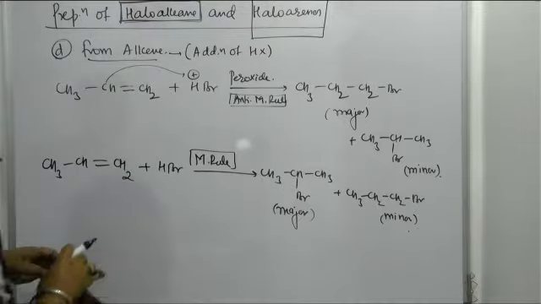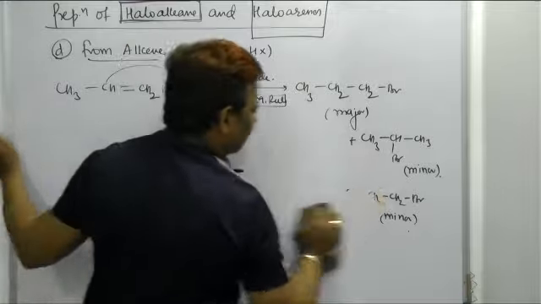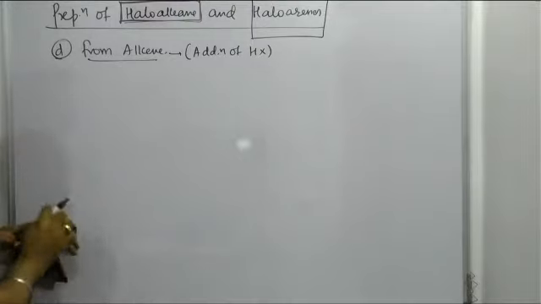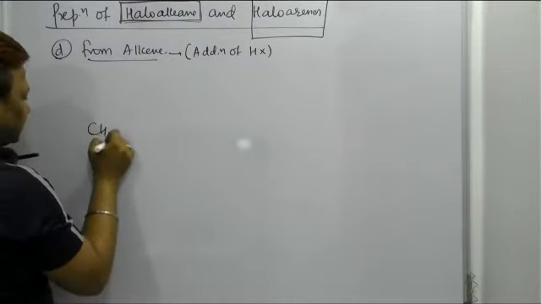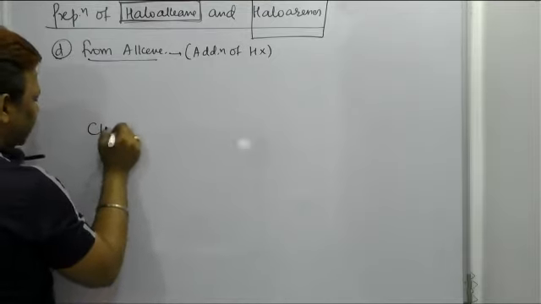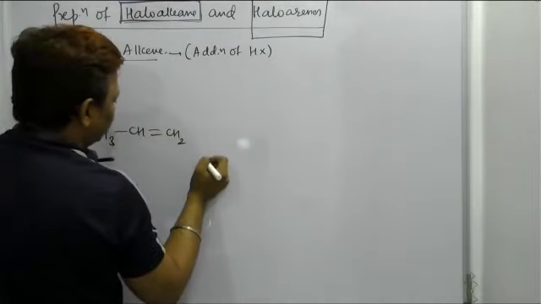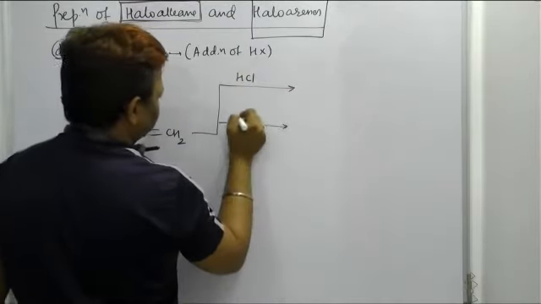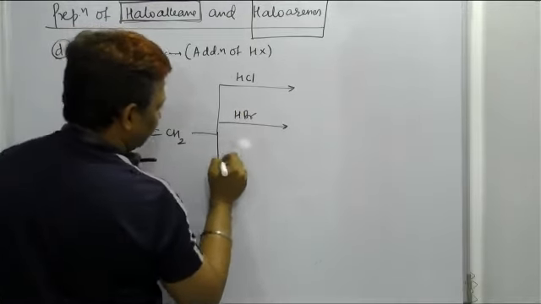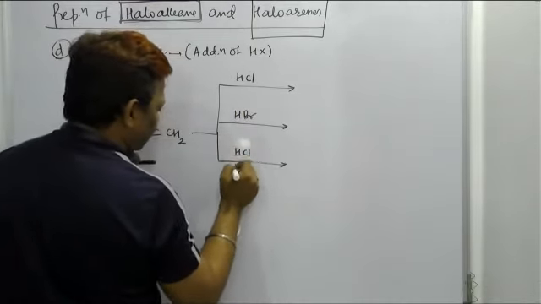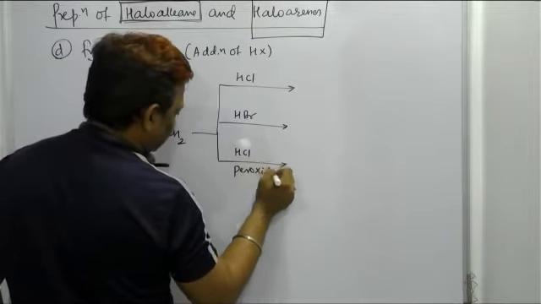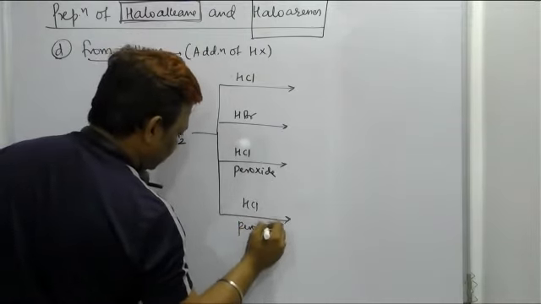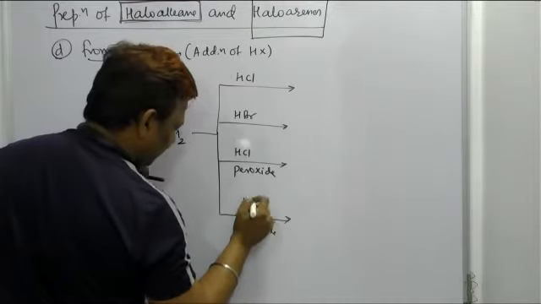Okay, I want to give an example because this is the most important part in haloalkanes and haloarenes. Very important. Okay, try to do this one: CH3 CH double bond CH2. Addition of HBr, addition of HCl in presence of peroxide.